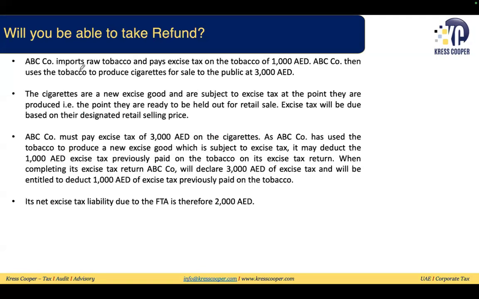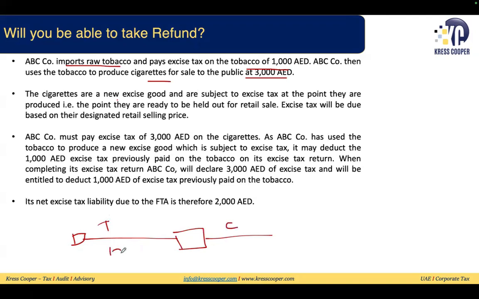Now, ABC is importing raw tobacco and pays excise tax on the tobacco, 1,000. ABC then uses the tobacco to produce cigarettes for sale to the public for 3,000. The cigarettes are new excisable products. Though importing tobacco, this party is a manufacturer, then selling cigarettes. Tobacco they are importing, cigarettes they are selling.